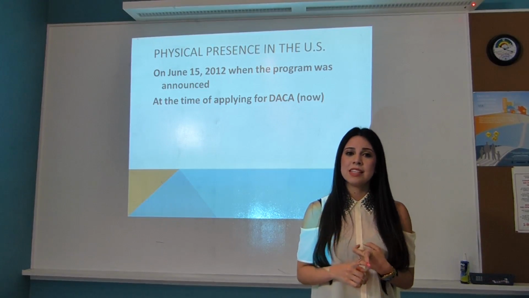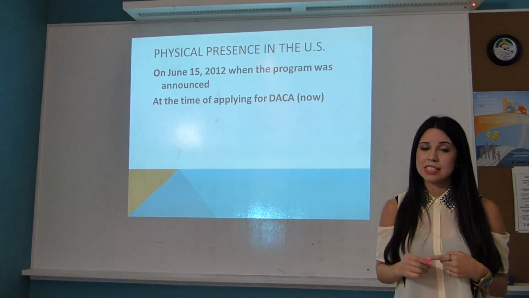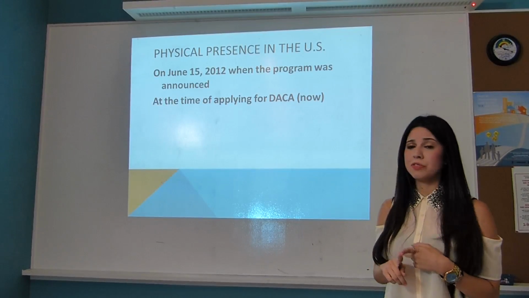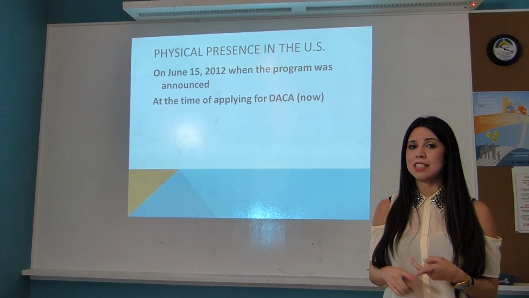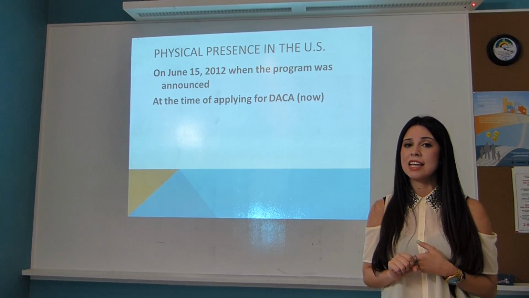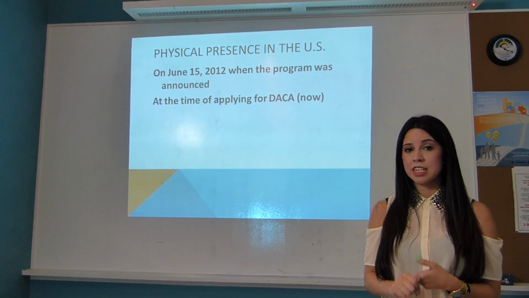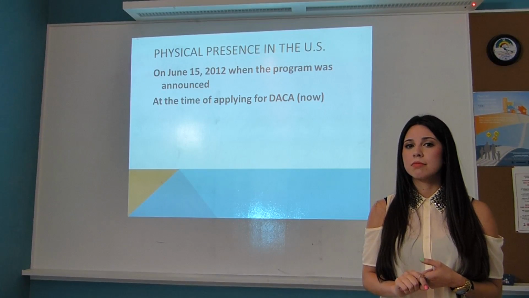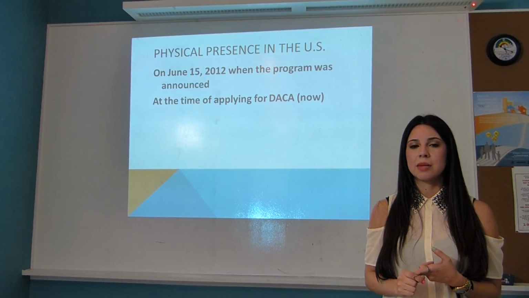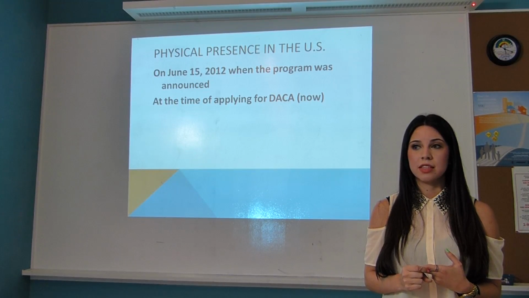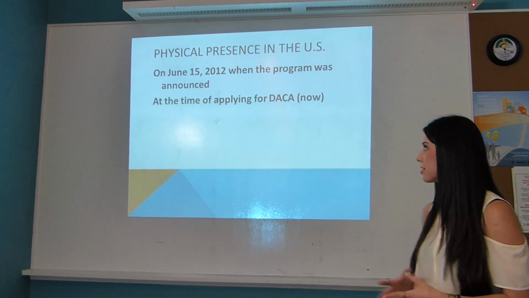Physical presence in the U.S.: an applicant must have been present on June 15, 2012, when the program was announced, and they must be in the United States at the time that they're applying for DACA. We cannot have a parent come in and try to make an application for someone who is living in Mexico, who doesn't live in the United States.